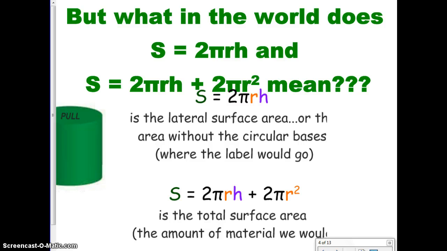Two pi RH is the lateral surface area, or the area without the circular bases. It's where a label would go. Where 2 pi RH plus 2 pi R squared is the total surface area, and that amount of material would include the two circles.